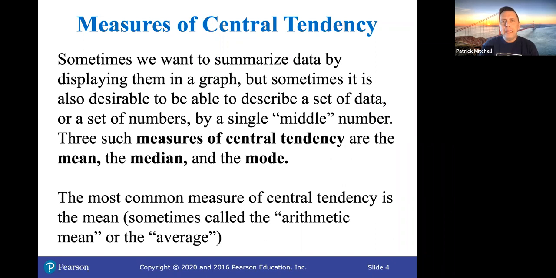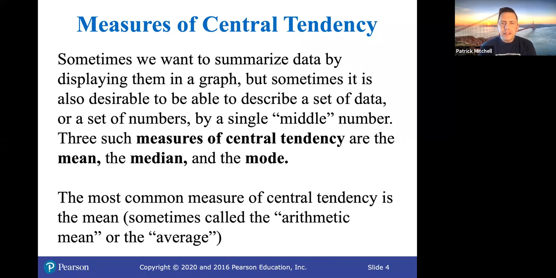So the mean, median, and mode are all examples of what are called measures of central tendency. The idea behind that is sometimes we want to summarize data by displaying them in a graph, but sometimes it's also desirable to be able to describe a set of data or a set of numbers by a single middle number. The three most common examples are the mean, the median, and the mode.